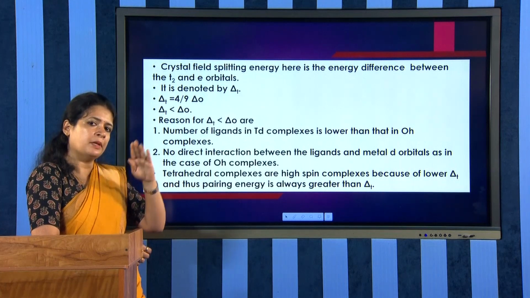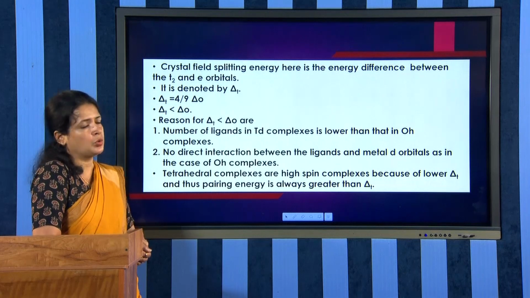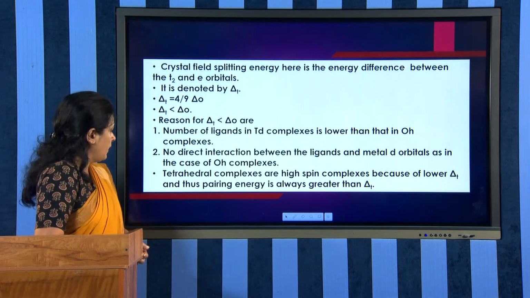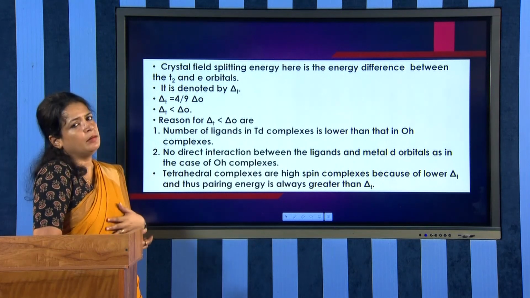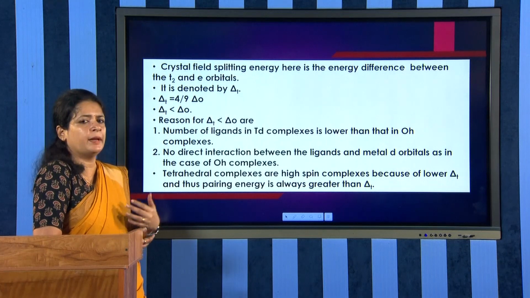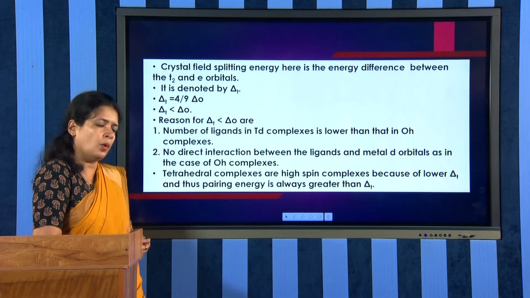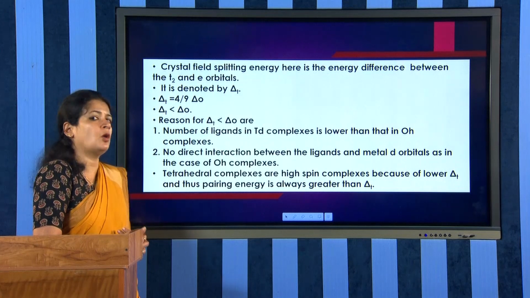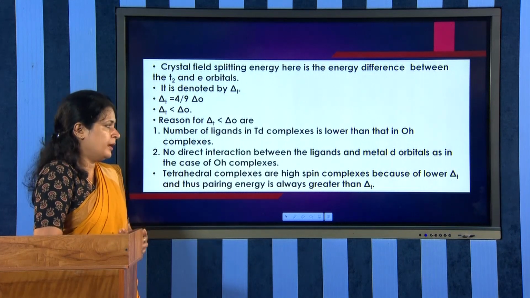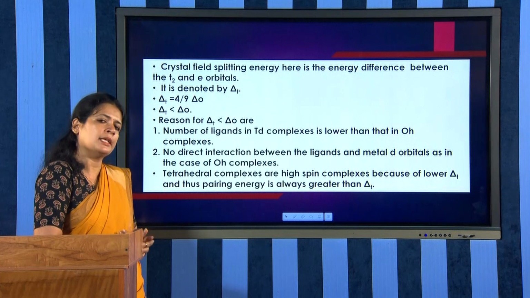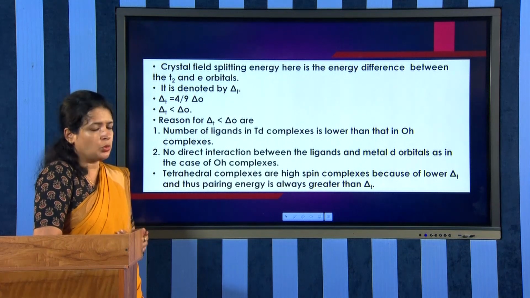That is why the repulsion is much less when compared to the octahedral case. And when we look at the spin of the complexes, what is the peculiarity? These tetrahedral complexes are always high spin complexes, but octahedral complexes may be high spin or low spin. And why is it so?